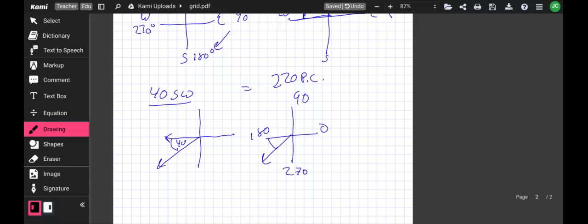If I want to find the value in the terrestrial coordinate system, 0, 90, 180, 270, it's 40 less than 270. That was our 40 again. And so we end up with 230 degrees in the terrestrial coordinate system. And that's how we do that.